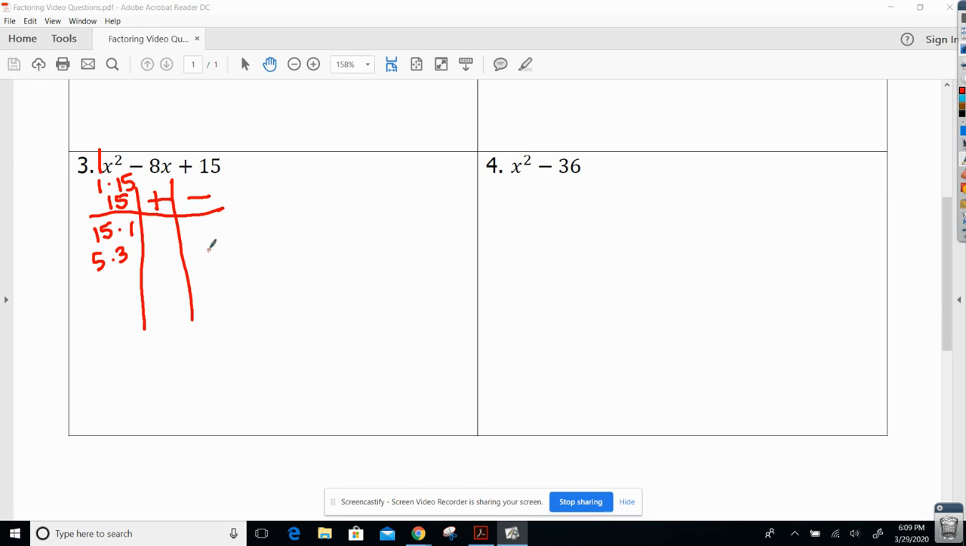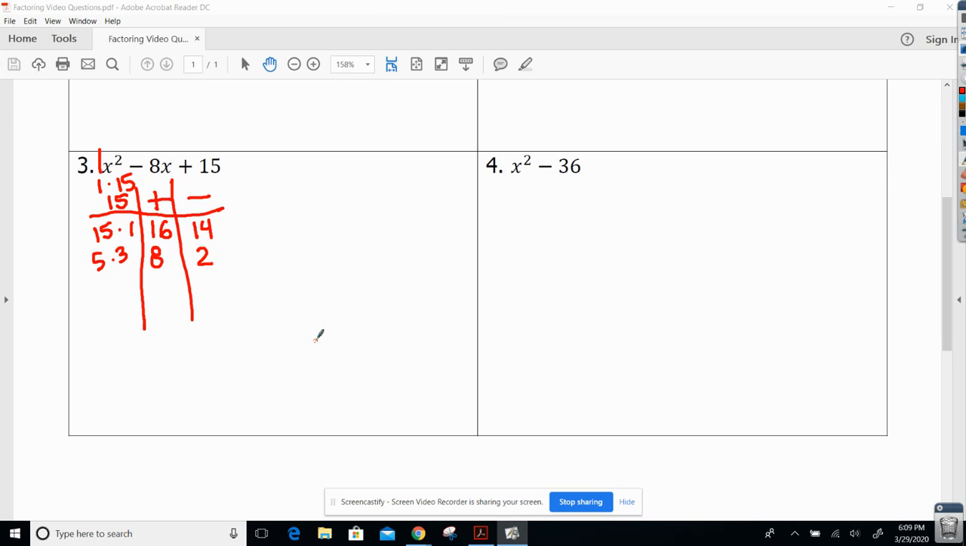In my middle column, I'm going to add them. 15 plus 1 is 16. 5 plus 3 is 8. In my last column, I'm going to subtract them. 15 minus 1 is 14. 5 minus 3 is 2.